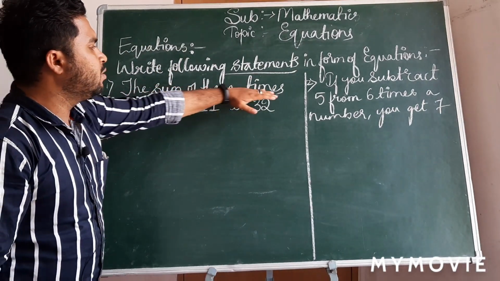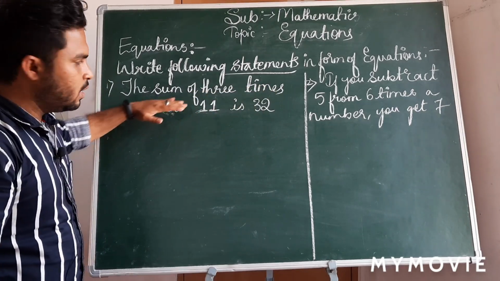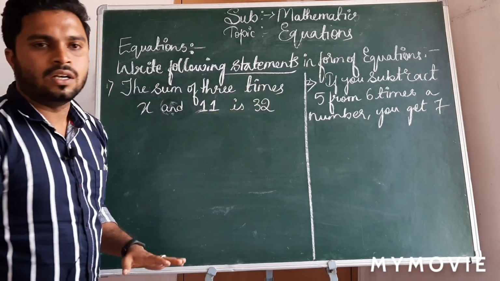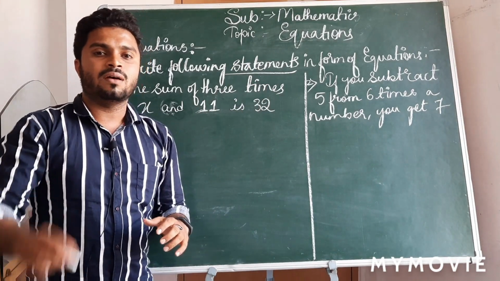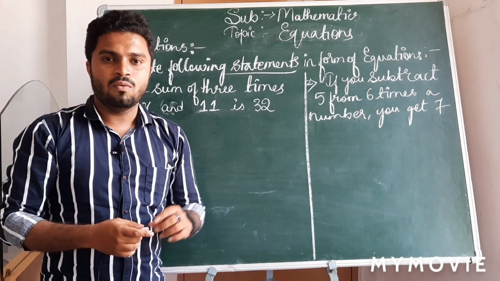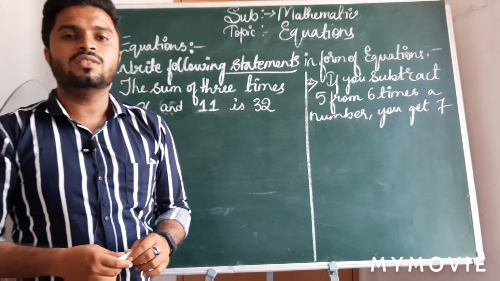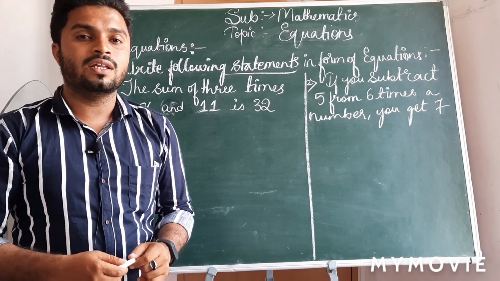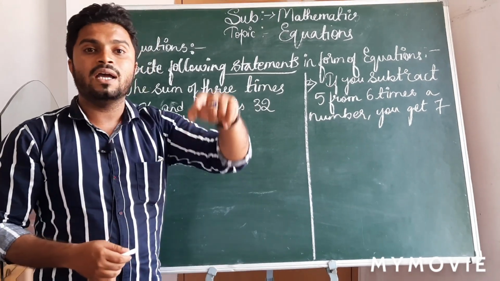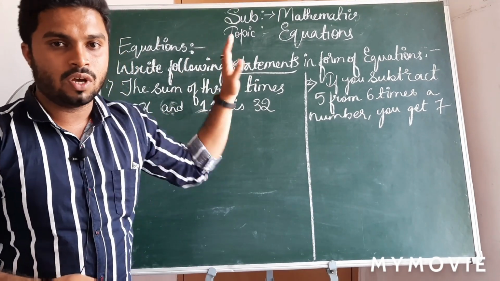Sum of 3 times x and 11 is 32. Before that, what is sum? Sum is nothing but addition. What is difference? Difference is nothing but subtraction. What is product? Product is multiplication. By is division. These things you have to know.